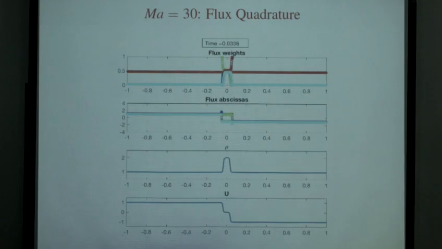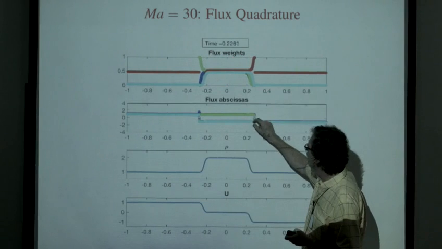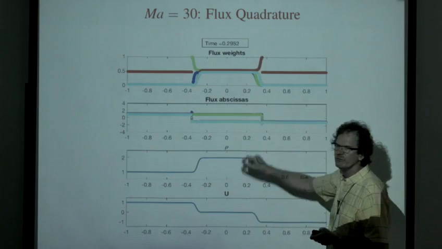If you go up to a Mach number of 30, where there's really just 2 delta functions, now you can see that you get a very sharp result, and so all of the abscissas are almost at the same velocity.